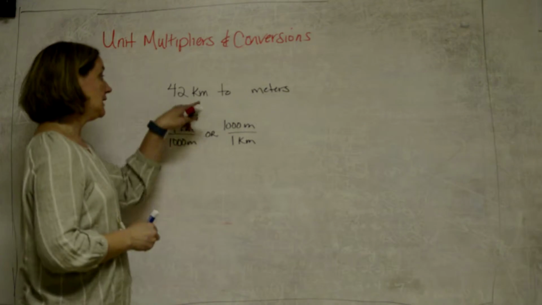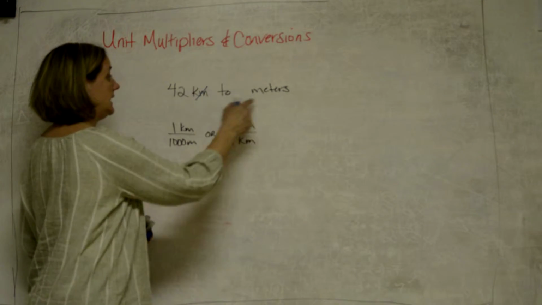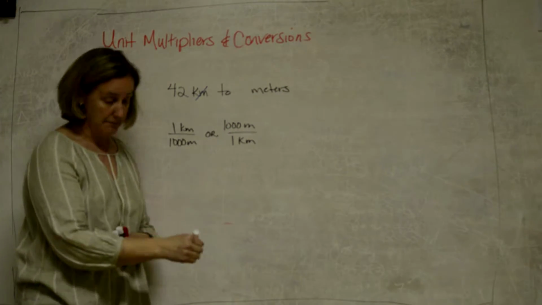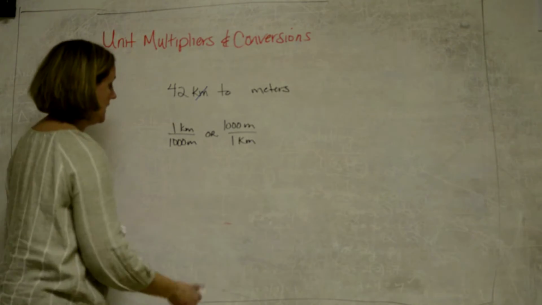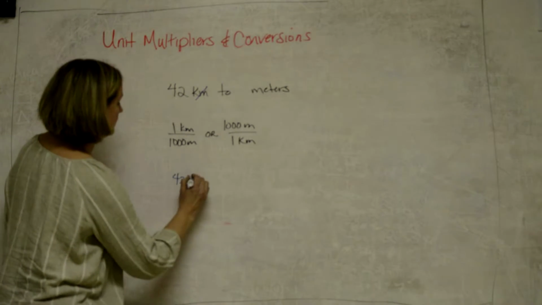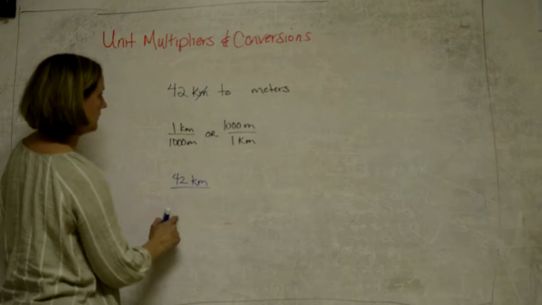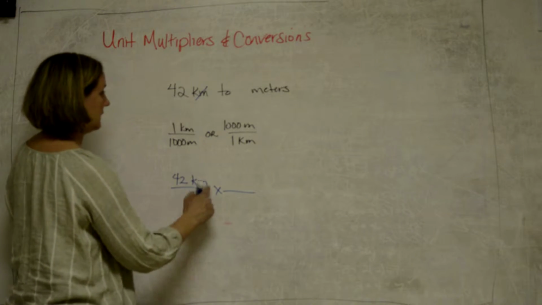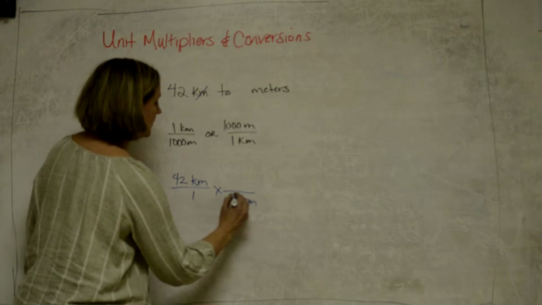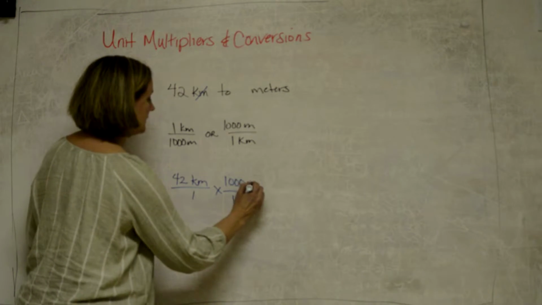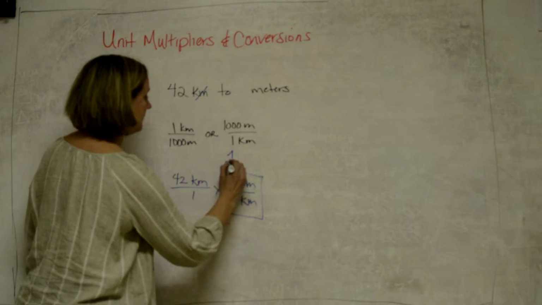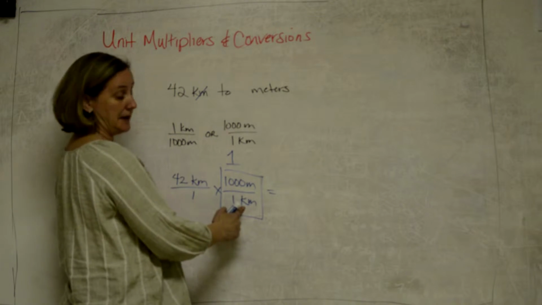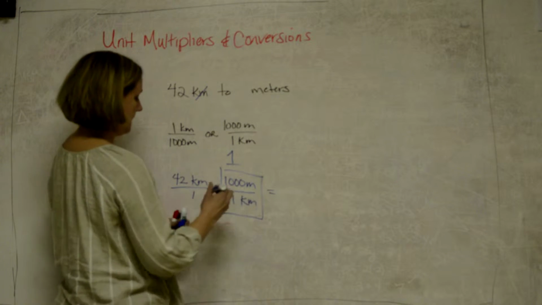Because I want to eliminate the kilometer and end up with meters, I'm going to choose the one with the kilometer in the denominator, because I want it in the denominator so it will cancel. So I have 42 kilometers over 1 times, and then I'm going to put the kilometers in the bottom. 1 kilometer is 1,000 meters. This is my unit multiplier, because that thing is equal to 1. Kilometers go in the denominator because that's what I want to cancel.